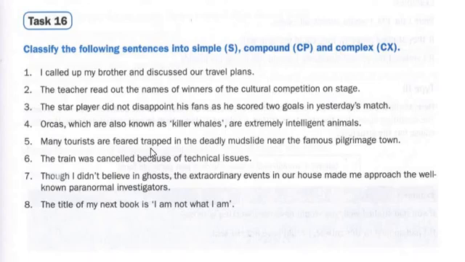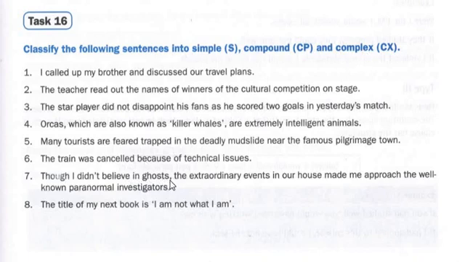Many tourists are feared trapped in the deadly mudslide near the famous pilgrimage stop. Simple sentence. No coordinating, no subordinating conjunction. Now, the train was cancelled because of technical issues. Simple sentence. No coordinating or subordinating conjunction. Here you can find though. Immediately it's a complex sentence.